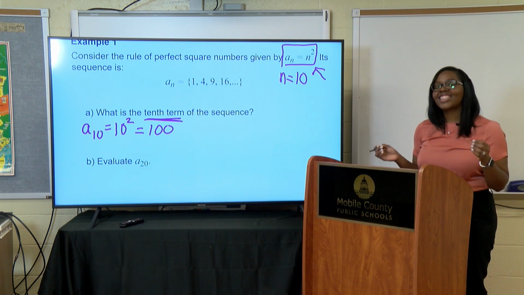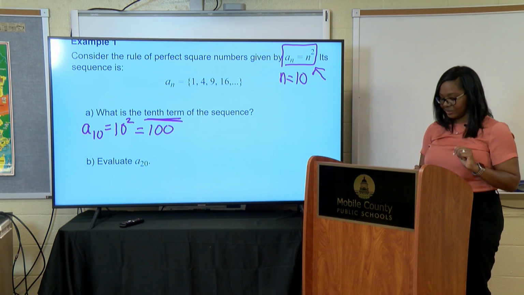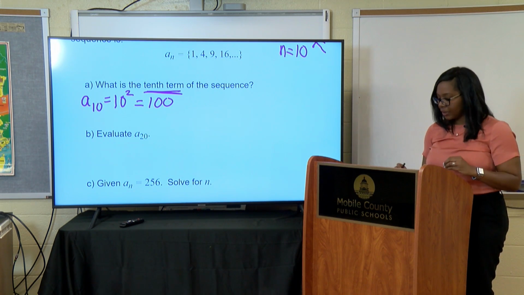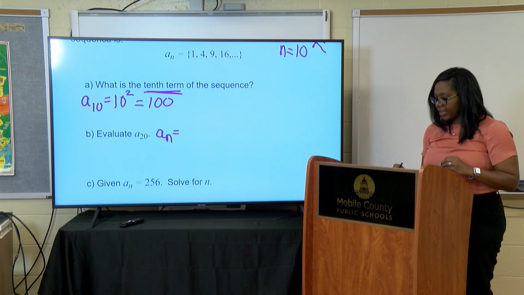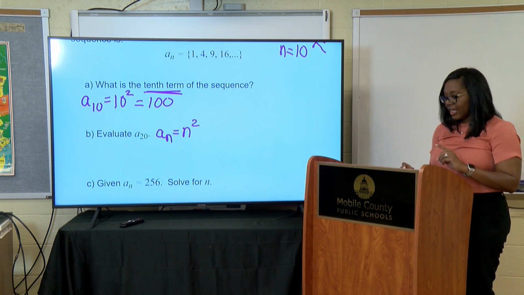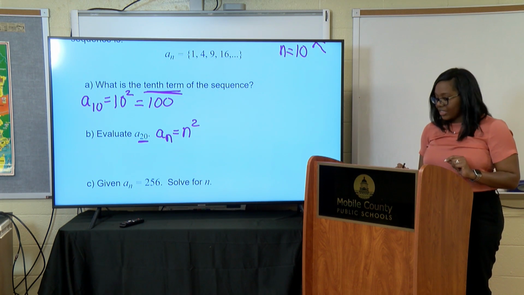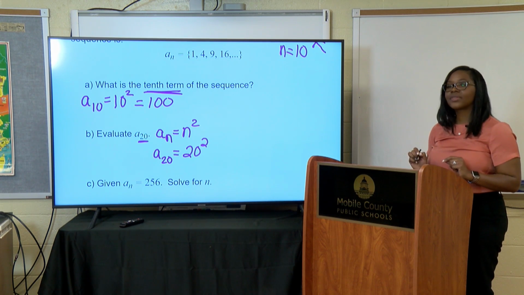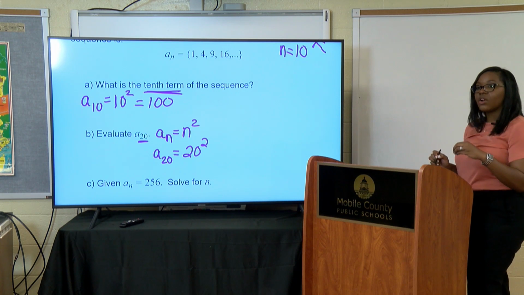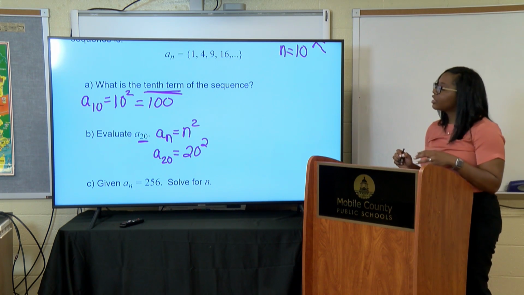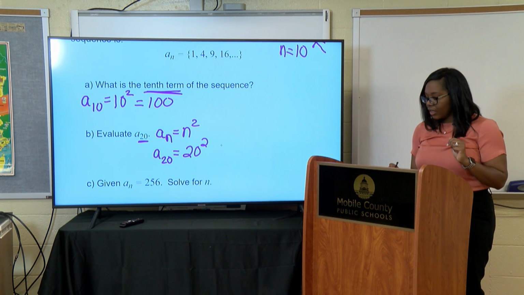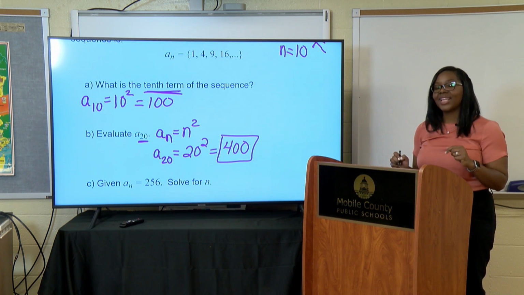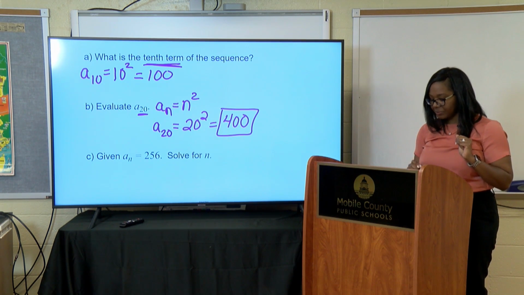100. So the 10th term in this sequence is 100. The next prompt asks us to evaluate a sub 20. Remember, the rule is a sub n is equal to n squared. In this case, n is 20. So everywhere I see an n, I'm going to substitute in a 20. So my a sub 20, or my 20th term, is going to be the value of 20 squared. 20 squared is 400. So the 20th term in this sequence is 400.